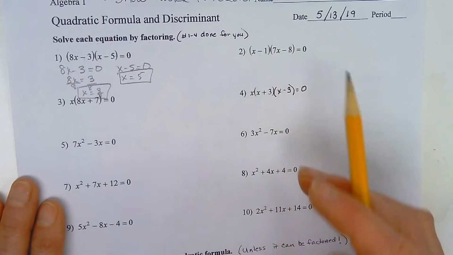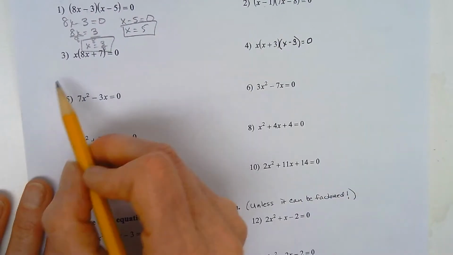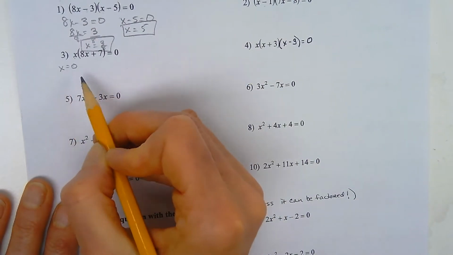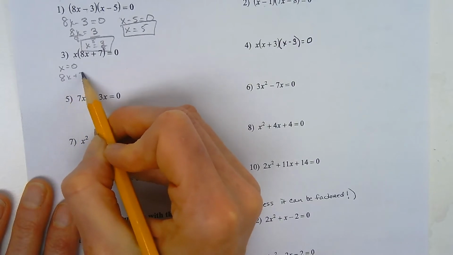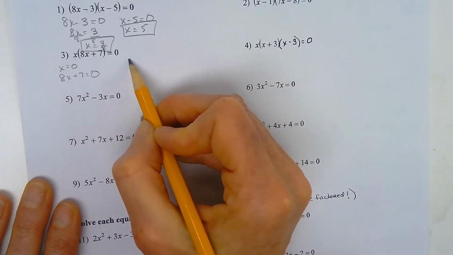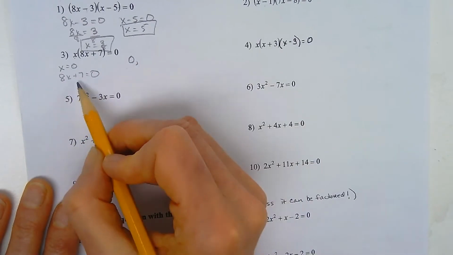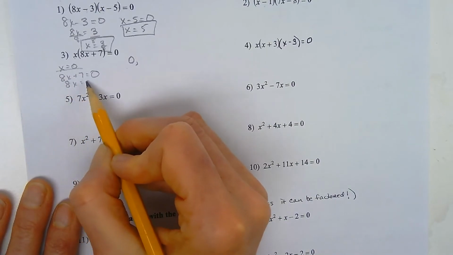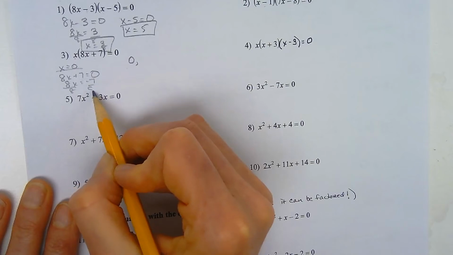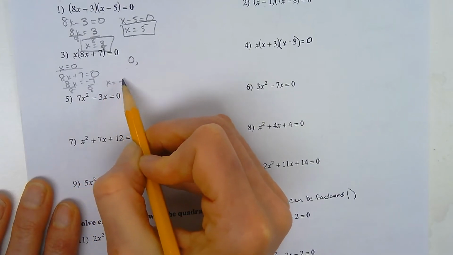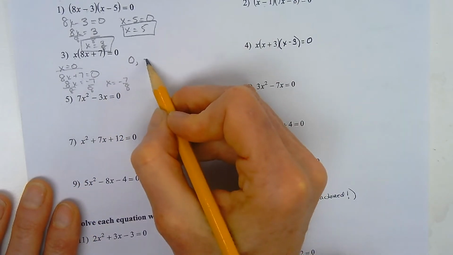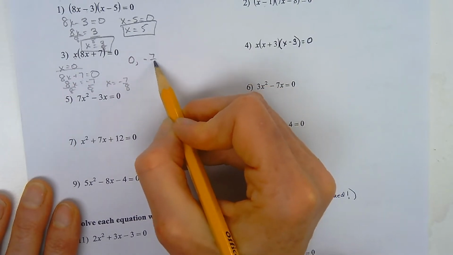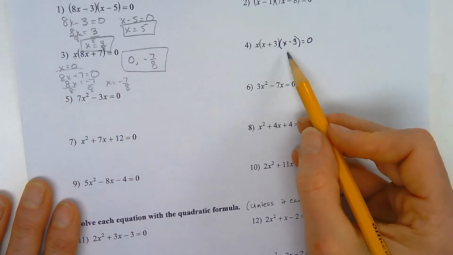Okay, number 3, this equation has already been factored, and so I can set x equal to 0 and 8x plus 7 equal to 0. Well, x equal to 0 just means that one of the solutions is 0. And now I can solve for this one by subtracting 7 from both sides, dividing both sides by 8, and I get x equals negative 7/8. So the 2 solutions are 0 when x equals 0 and when x equals negative 7/8. Now you can pause if you like and do this problem.